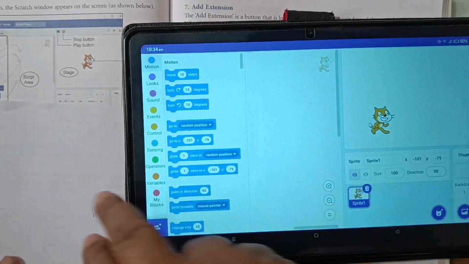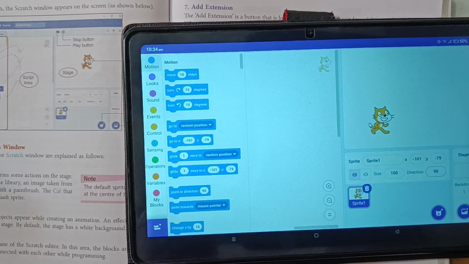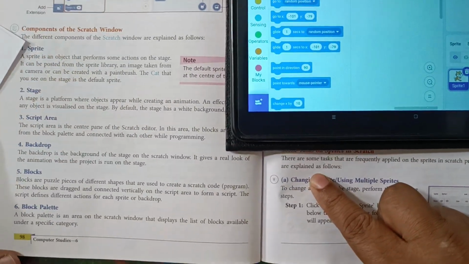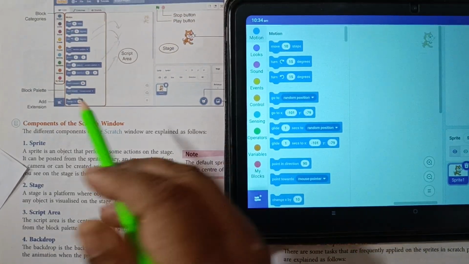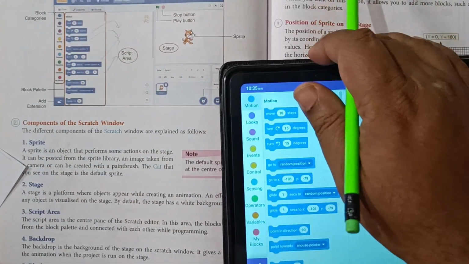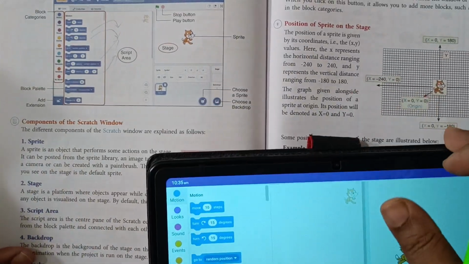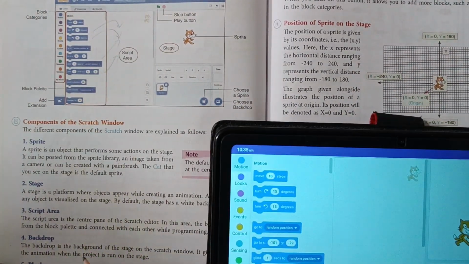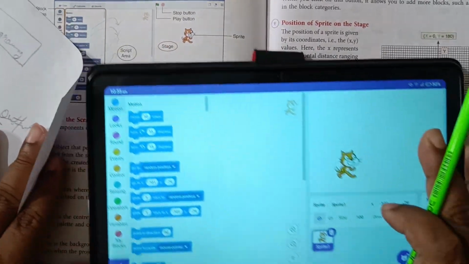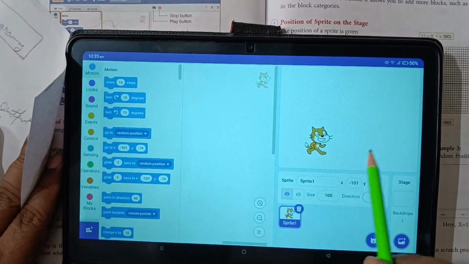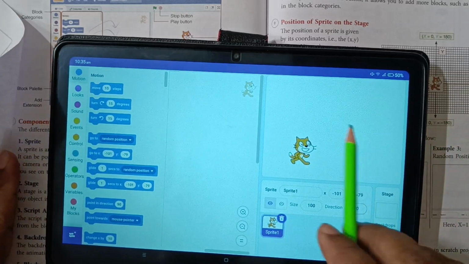This is the concept. Next, let me show you. As I was saying, these are the various components, the blocks. These are the various blocks we talked about. And then you can change the backdrop over here. What's the backdrop? Backdrop is the background. So basically, if this is the sprite, the stage background can be changed.